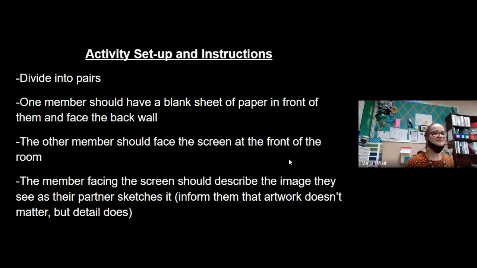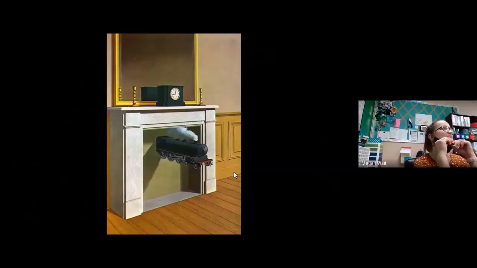Okay. Are y'all ready? If you're drawing, make sure you're not looking at the board. All right, here we go. Ready, set, go. I'll only give y'all 5 minutes to do this.